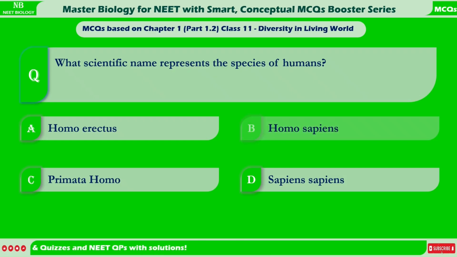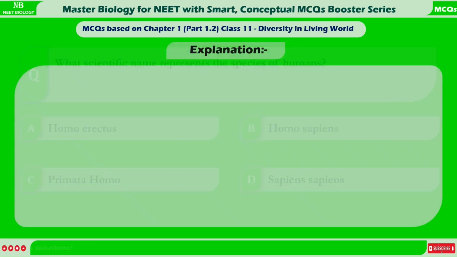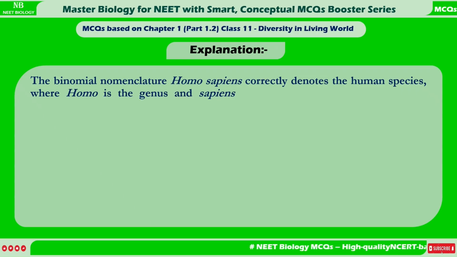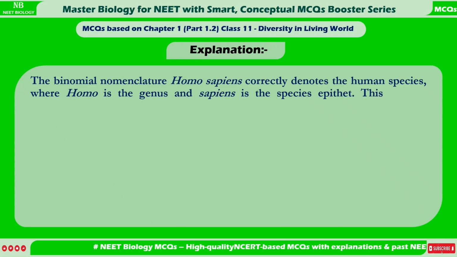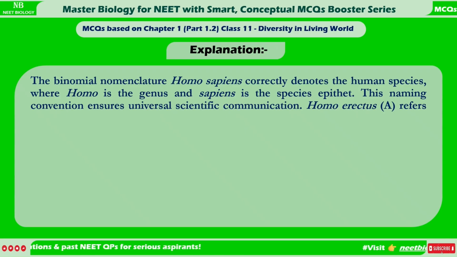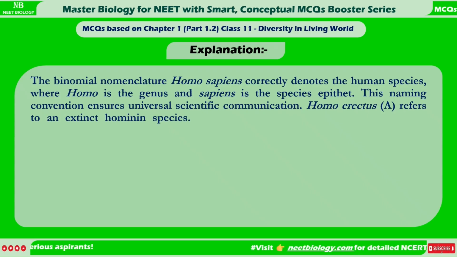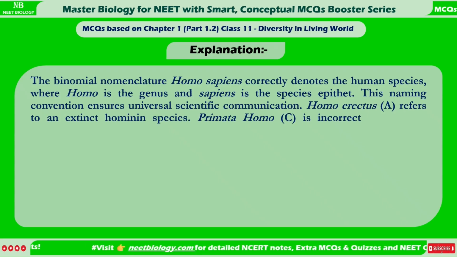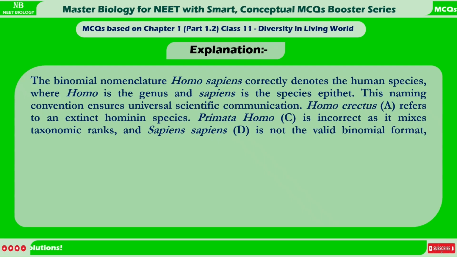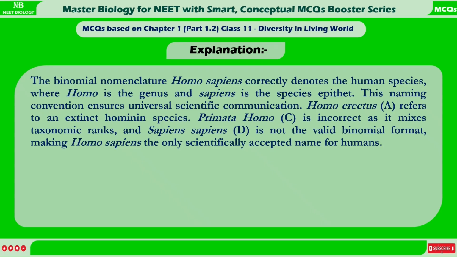Correct answer is B. Homo sapiens. Explanation. The binomial nomenclature Homo sapiens correctly denotes the human species, where Homo is the genus and sapiens is the species epithet. This naming convention ensures universal scientific communication. Homo erectus, A, refers to an extinct hominin species. Primata homo, C, is incorrect as it mixes taxonomic ranks, and sapiens sapiens, D, is not the valid binomial format, making Homo sapiens the only scientifically accepted name for humans.